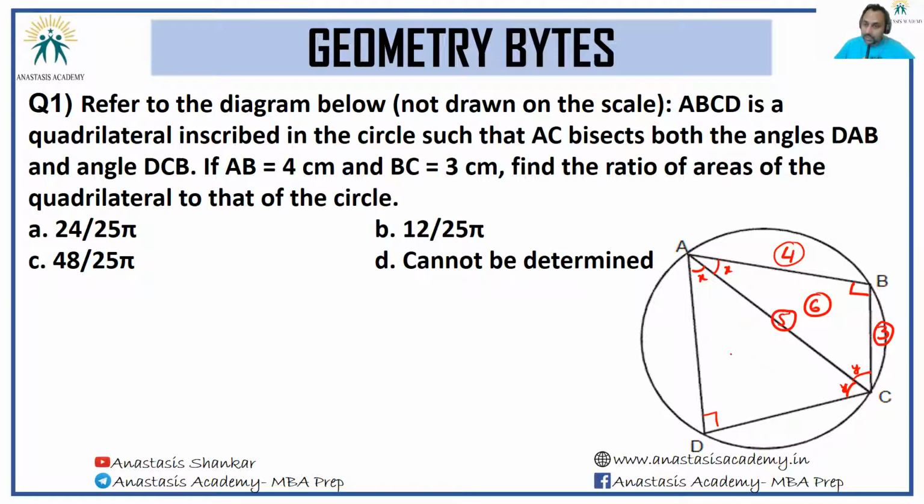Now, when you look at the triangle ADC, can you see ABC and ADC are congruent triangles? They share a common side. So area here is also 6. So area of ABCD is equal to 12. The radius is equal to 5 by 2. So the final ratio that you need is area of the quadrilateral to that of the circle. It will be 12 by 5 by 2 whole square, which will turn to 48 by 25 pi, or option C will be the answer.